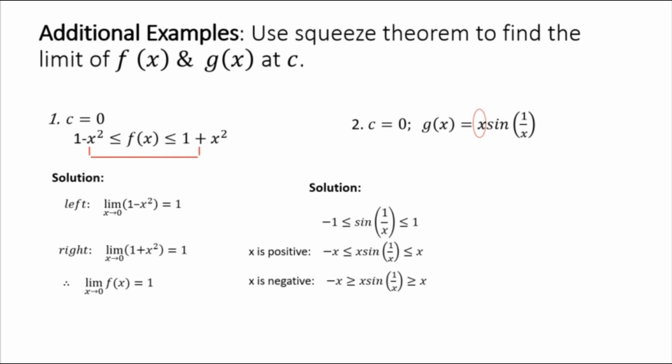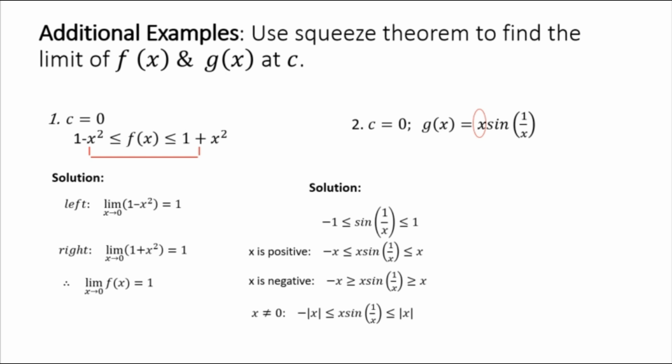Because we need the values of x from the left and from the right of 0. So what we do is we take the absolute value. So we are sure that no matter what the sign of x is, the negative of the absolute value of x and the positive of the absolute value of x sandwich the x sine 1 over x. So again, the function g of x is now sandwiched.